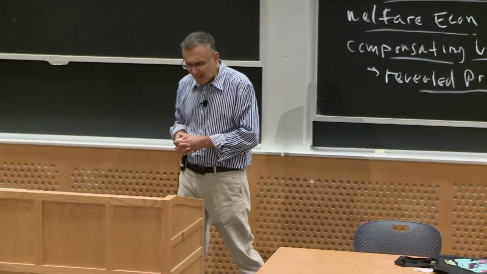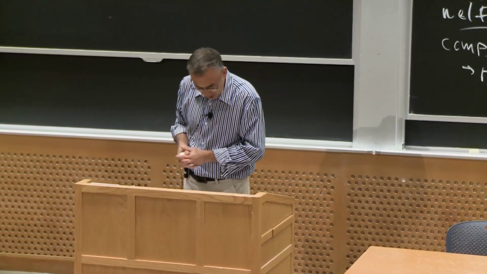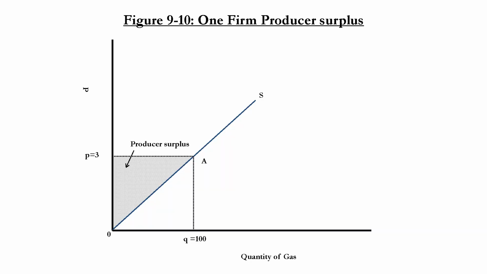You can see that, for example, in figure 9.10. In figure 9.10, this is an individual producer. Imagine this is an individual gas producer. The price of gas in the market is 3. And let's say that producer at that price wants to produce 100 gallons. That is their point on the supply curve. With the price of 3, their marginal supply is 100. Well, that means that for the first 99 units, they made surplus.